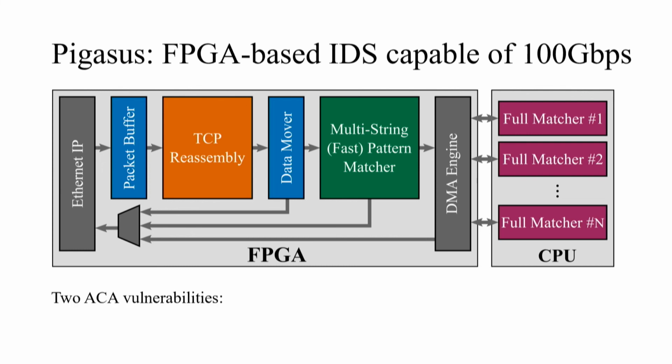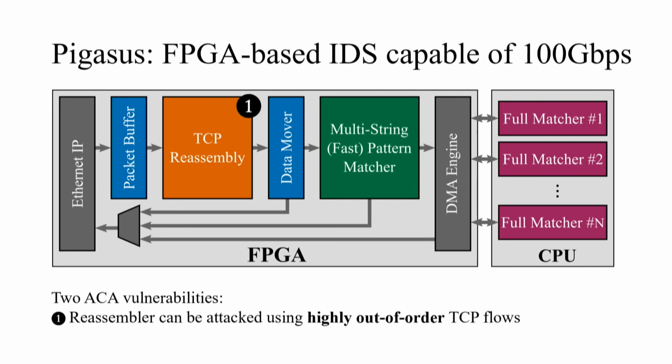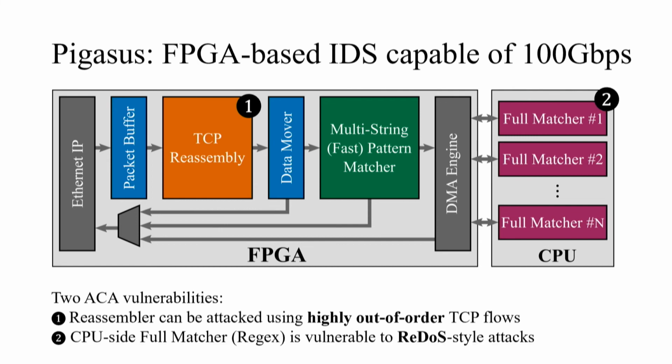The problem is that some of the design decisions we made for Pegasus introduced two ACA vulnerabilities in the Pegasus data path. The first one appears in the TCP reassembler, which is responsible for reassembling TCP flows from out-of-order packets. The second is the CPU-based full matcher, which performs regular expression search on certain traffic. And this is vulnerable to classic RDoS-style attacks.